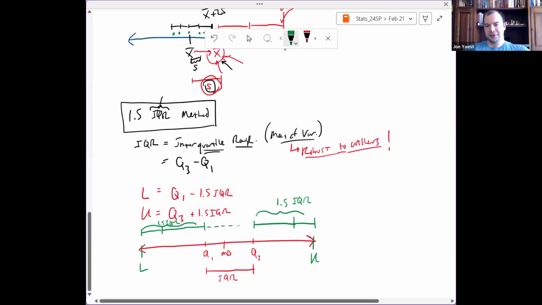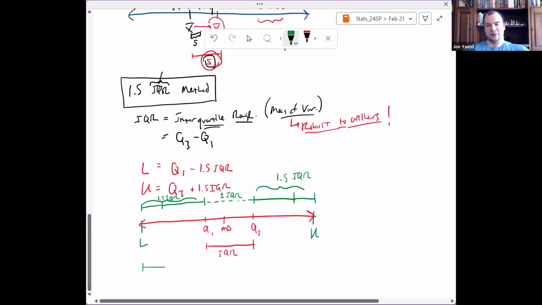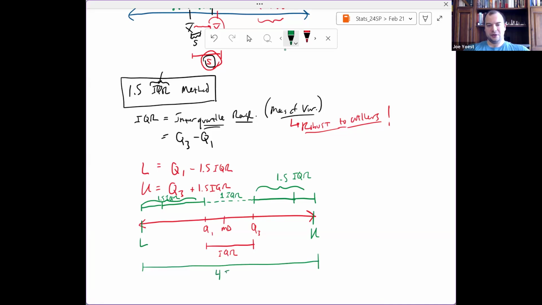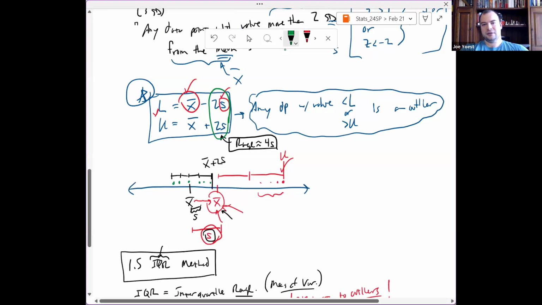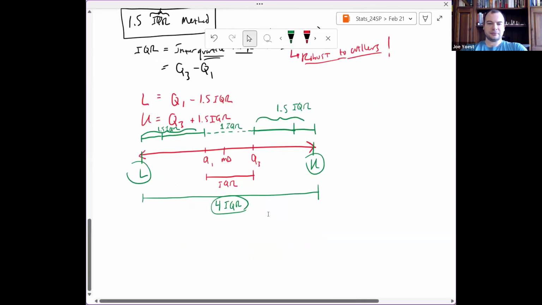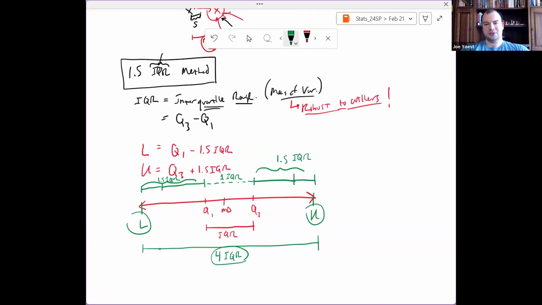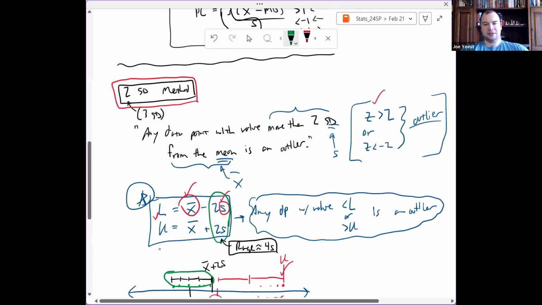And note that in between Q3 and Q1, I have 1 IQR. So my lower and upper bound are a total of 4 IQRs apart. They cover a 4 IQR swath of the real line from lower to upper bound. This is similar to how my true standard deviation method covers a 4 standard deviation swath of the real line. So this is like a 4 IQR swath of the real line, and this is like a 4 standard deviation swath of the real line.